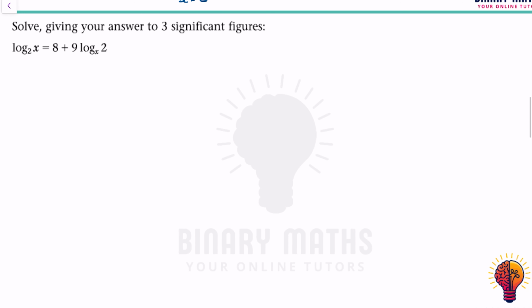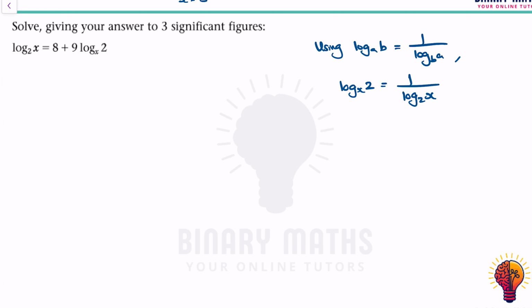So next example, solve giving your answer to 3 significant figures. Log base 2 of x is equal to 8 plus 9 log base x of 2. Again, they're flipped over. So using, again, the second change of base formula, which is log base a of b is equal to 1 over log base b of a.